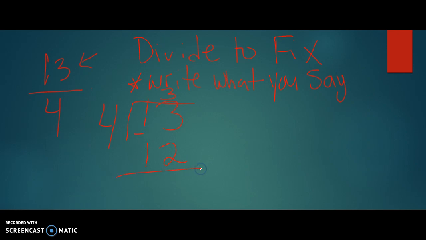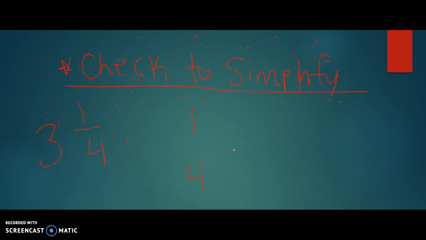Subtract 13 minus 12 is 1. So remember that your remainder becomes your numerator. Keep the same denominator, and don't forget about this whole number, because that's how many groups we were actually able to make. All right. Once you do that, you're not done. Check to see if you can simplify.